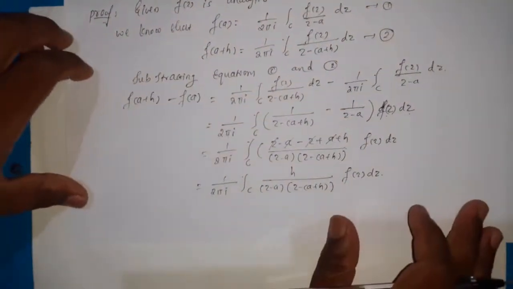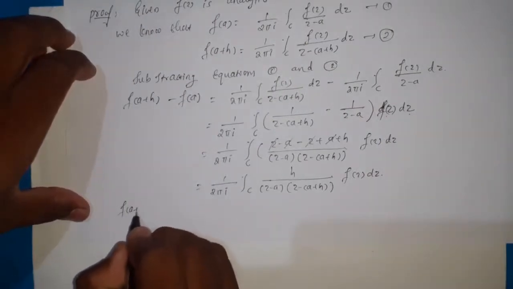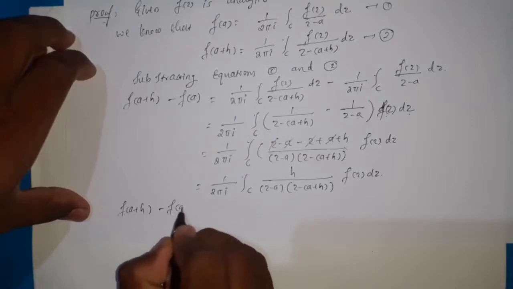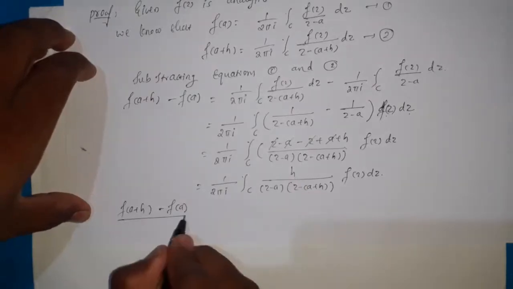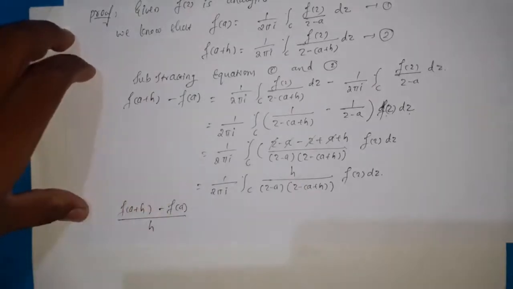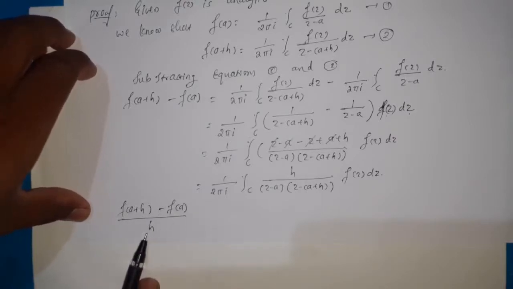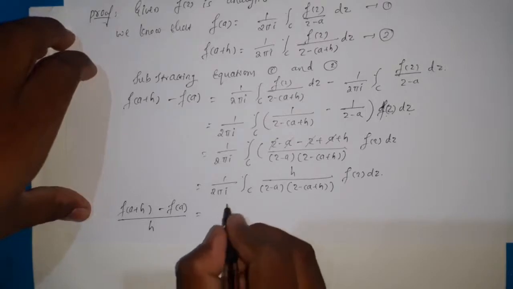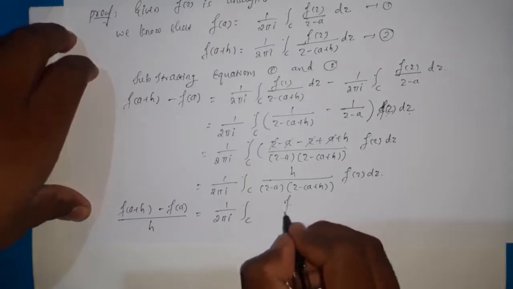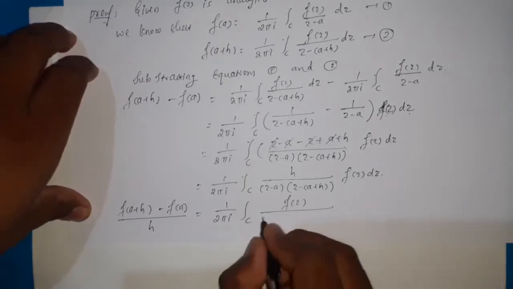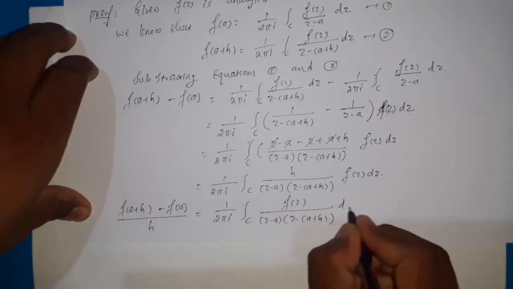Then this can be written as, on LHS we have f of a plus h minus f of a. So here this h can be shifted to LHS, that becomes 1 by h. Then here f of a plus h minus f of a divided by h is equal to 1 divided by 2 pi i integration over C f of z divided by z minus a into z minus of a plus h dz.